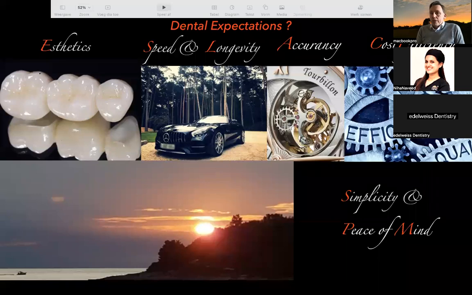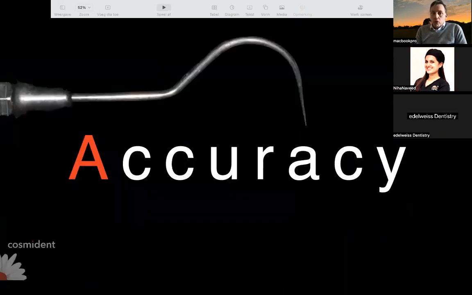We want, of course, aesthetics. We want, if possible, speed and long-term results. We want accuracy. And we want simplicity and peace of mind. Of course, because this is the most important: when we go out of our office, we don't want patients ringing us all the time and saying, I have an issue with my restoration. What do we know about accuracy?